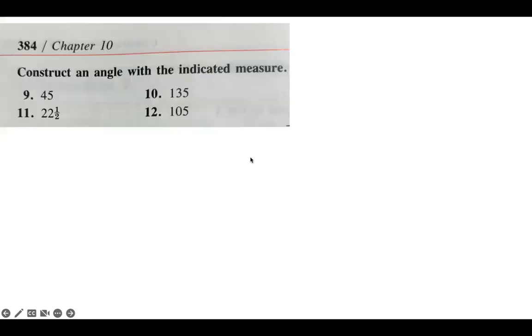All right. So the remainder of the ones are basically constructing an angle of a specific measurement. Let me run through these real quick. How do you make a 45-degree angle? Well, kind of like the previous one, there's lots of ways of doing this. So number 9, to make a 45-degree angle, I would make a perpendicular. You can make a perpendicular bisector or just a perpendicular. And then I would cut this one in half. If you cut that one in half, then theta would be 45 degrees.